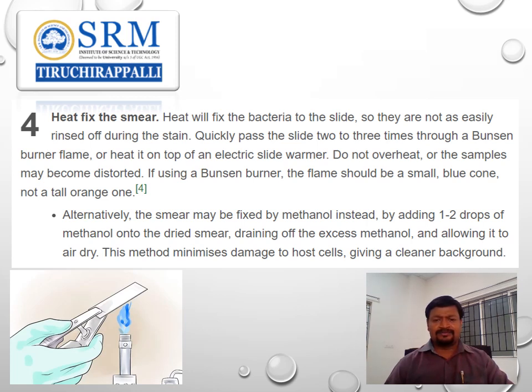If using a Bunsen burner, the flame should be a small blue cone, not a tall orange one. The top of the flame is suitable for heating. Alternatively, the smear may be fixed with methanol by adding 1 to 2 drops of methanol onto the dried smear, draining off excess methanol and allowing it to air dry. This method minimizes damage to the host cell, giving a clear background. The flame of the Bunsen burner, blue in color, is suitable for heat fixing.